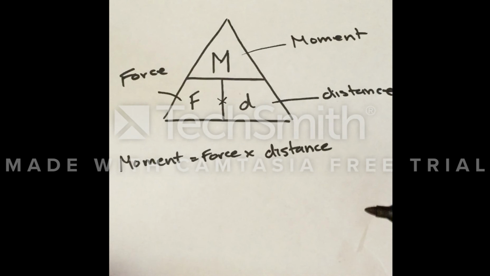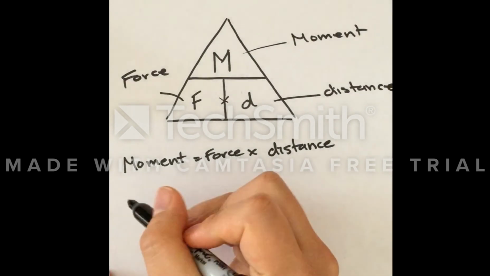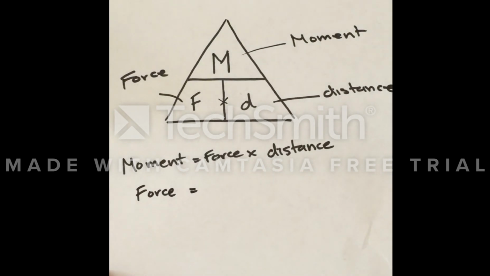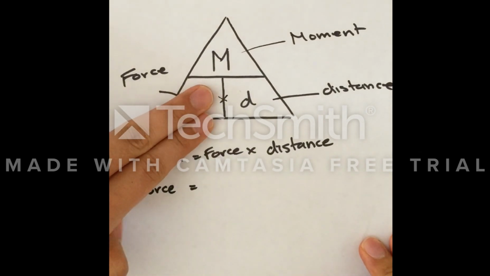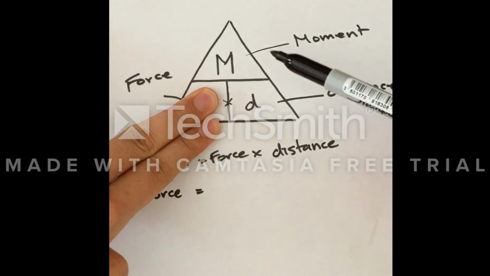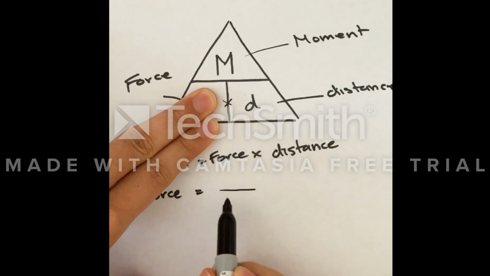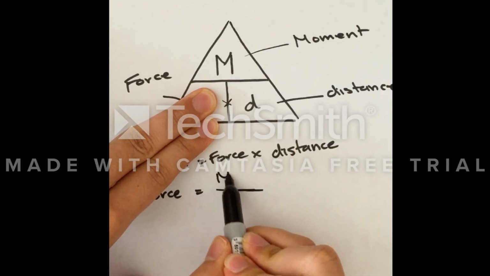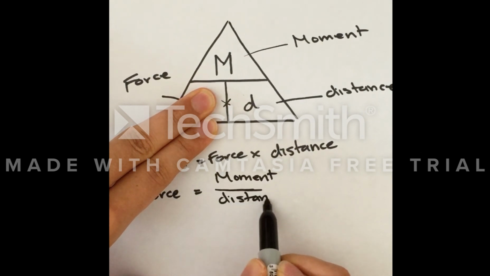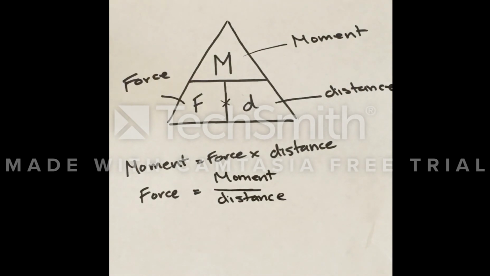Now, imagine that a question asks you, figure out the force, right? And we've done this before. So same thing, you would start off with force on one side of the equal sign. Cover up force, and you're left with moment and distance. Now notice how moment is on top of distance. So what you're going to have is a division sign, and you're going to have moment divided by distance. Okay, so you get force equals moment divided by distance.